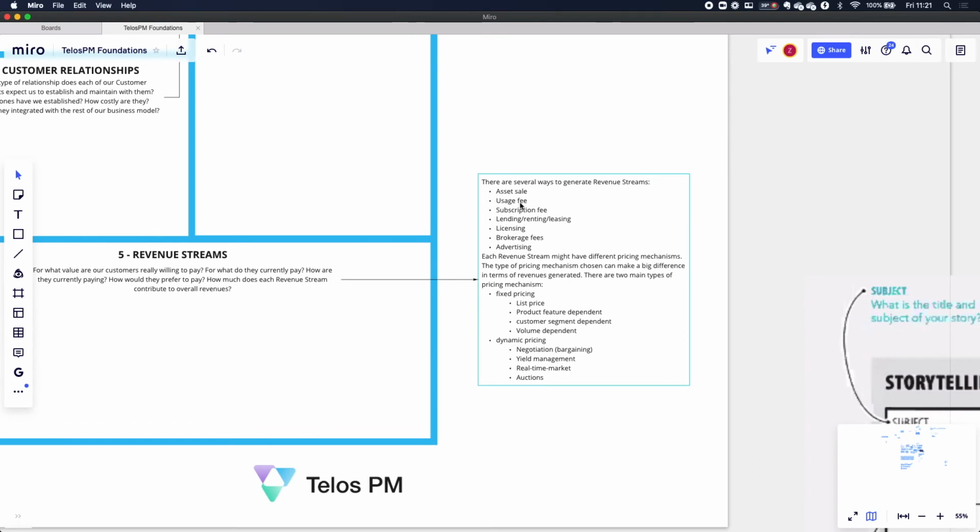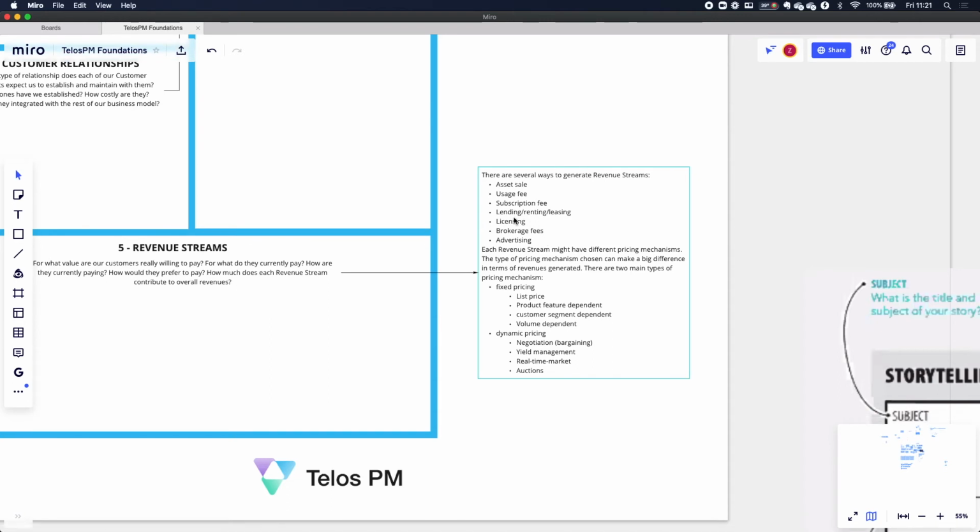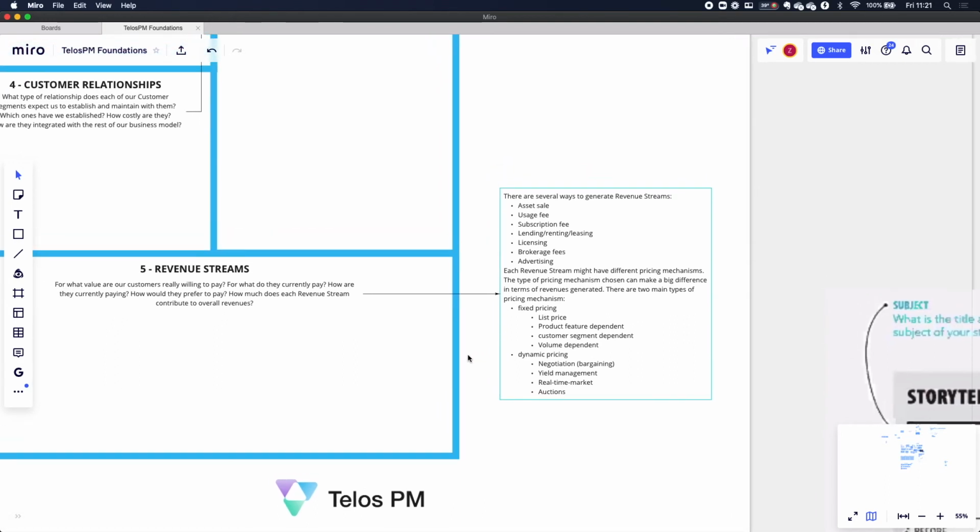So asset sales, so selling something. Usage fees, so you use it like a prepaid mobile phone plan. Subscription fees, so subscribing to a service. Lending, renting, or leasing, so Airbnb, for example. Licensing, so if you're licensing IP or something like that. Brokerage fees, so if you're a marketplace provider, you might be charging brokerage fees. Or advertising, so you might be charging for advertising on your business.